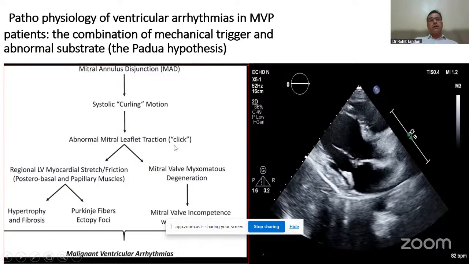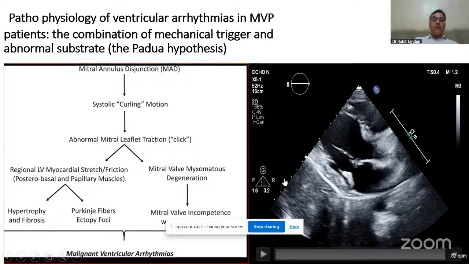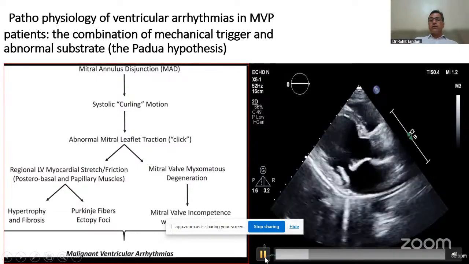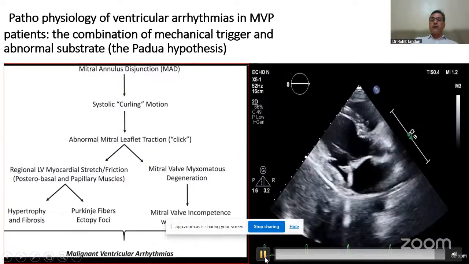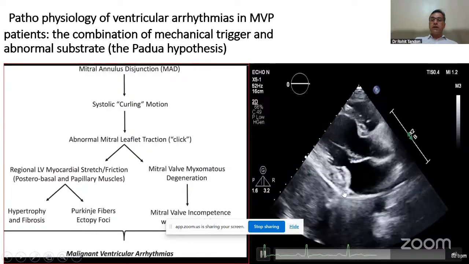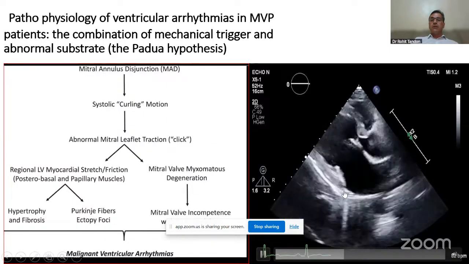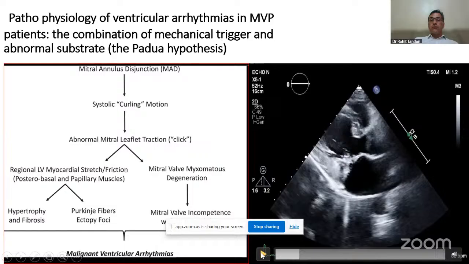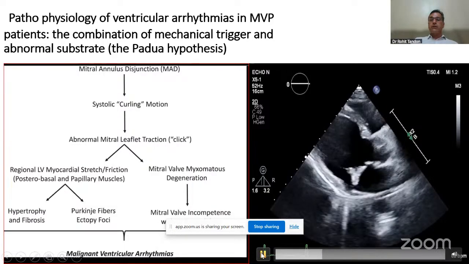There is an abnormal click on clinical examination. There is definite regional stretch, as described, in the posterior basal LV wall as well as the papillary muscle. This leads to ectopic beats and ectopic foci in the Purkinje fibers, and mitral wall myxomatous degeneration and incompetence is there. This video is from a patient with typical mitral annular disjunction, seen with a bileaflet prolapse in this posterior LV wall. This patient came with a history of pre-syncope.